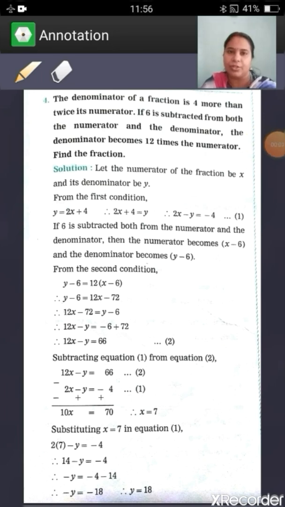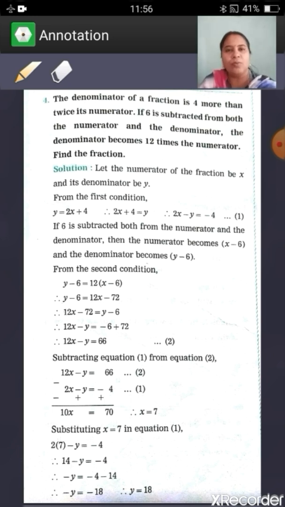Let us read the question. The denominator of a fraction is 4 more than twice its numerator. If 6 is subtracted from both the numerator and denominator, the denominator becomes 12 times the numerator. Find the fraction. Now I have read the question for you.